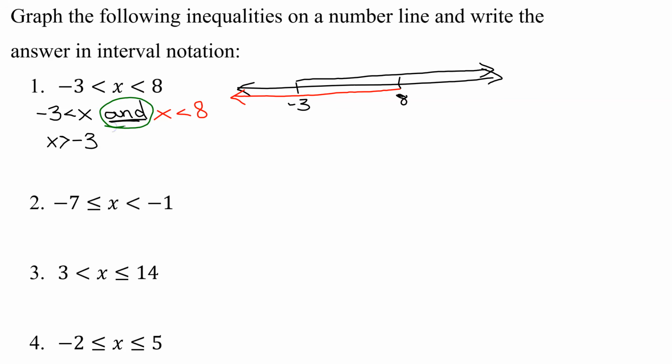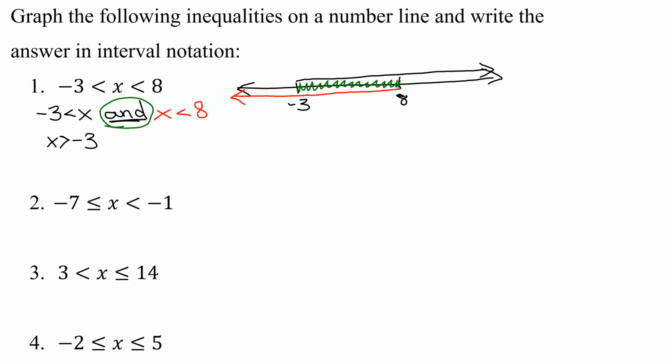Now I have to look at the and statement. It says both have to be true at the same time. So in this region, from -infinity to -3, the only one that is true is x is less than 8. In the region when x is greater than 8, only the top line, x is greater than -3, is true. In this region, both x is greater than -3 and x is less than 8. So I want to shade this whole region in here.